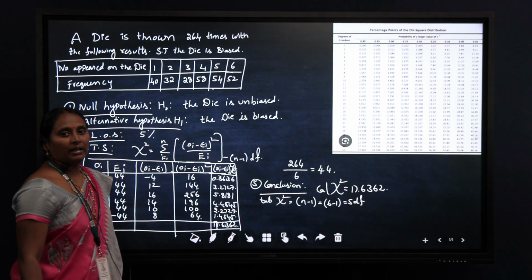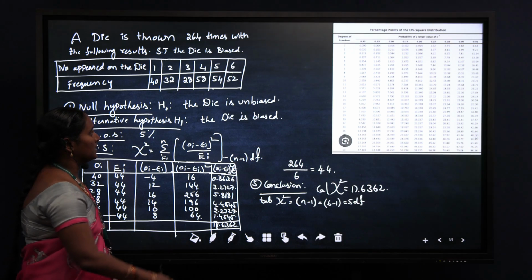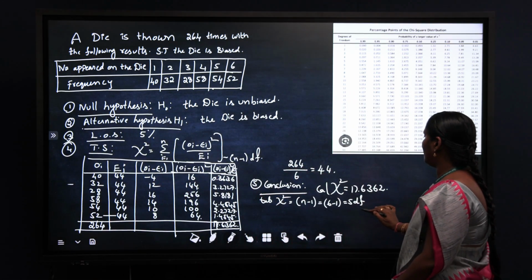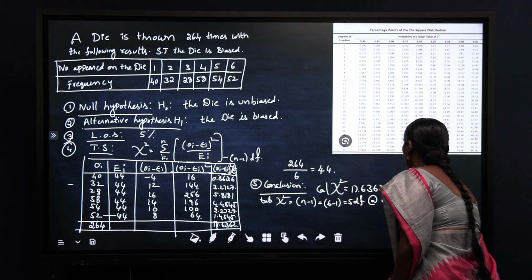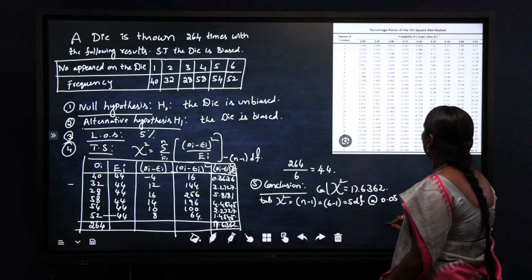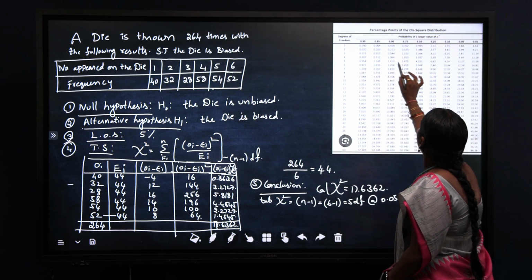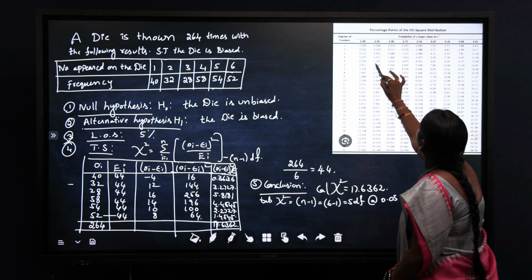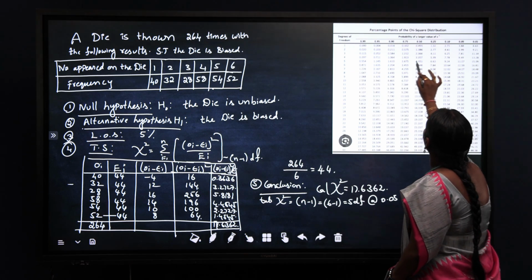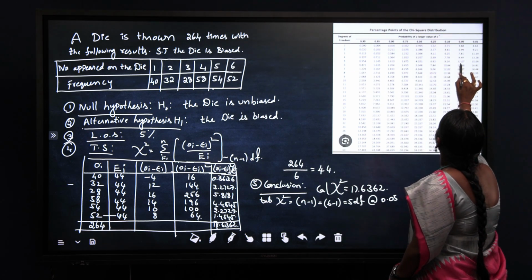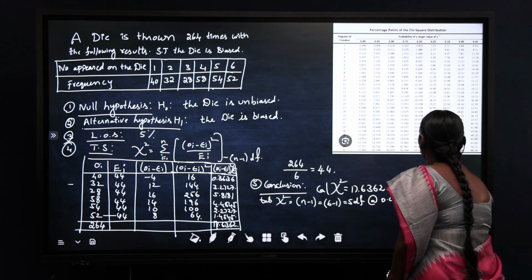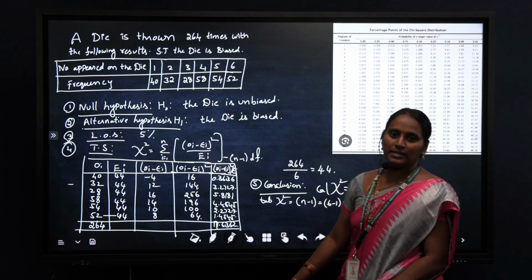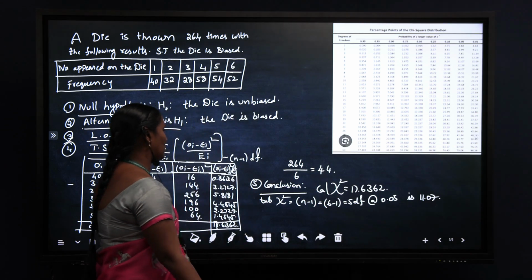They did not specify anything, so we take the level of significance as 5%, which is 0.05. So, 5 degrees of freedom at 0.05. We check the table for the degrees of freedom 5 with the corresponding 0.05, and it will be 11.07.